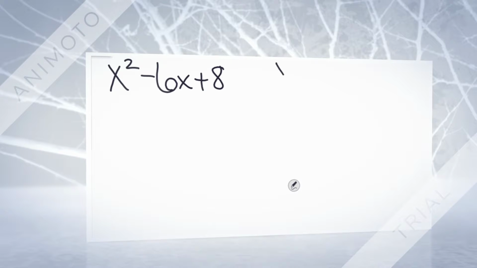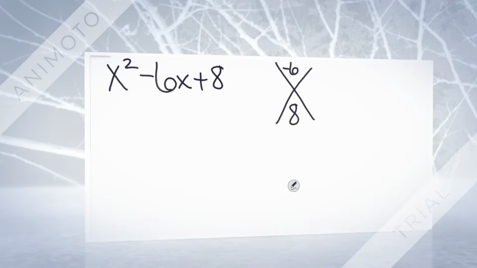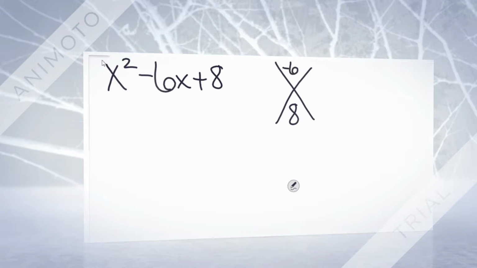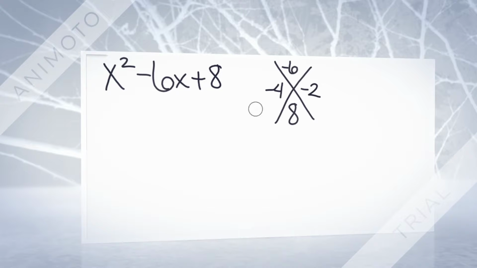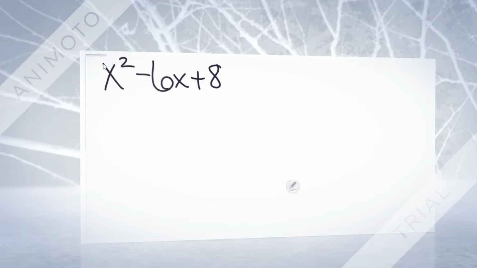We draw our x, we put our negative 6 here and our 8 down here, and we find two factors that multiply to make negative 8 and add to make negative 6, which would be negative 4 and negative 2. Now, with that being said, we aren't going to continue that part. We are going to go ahead and just complete the square.